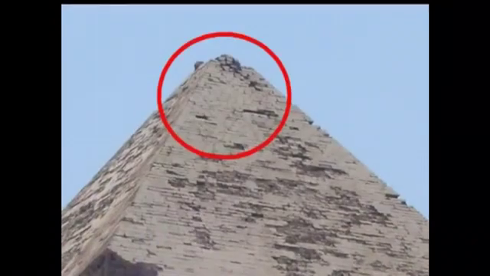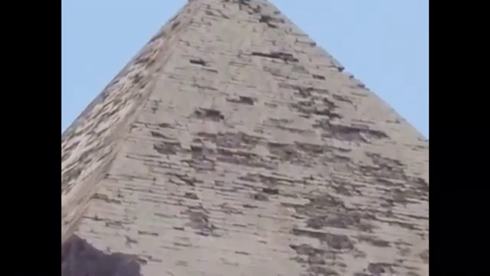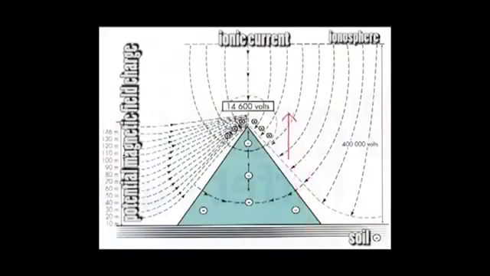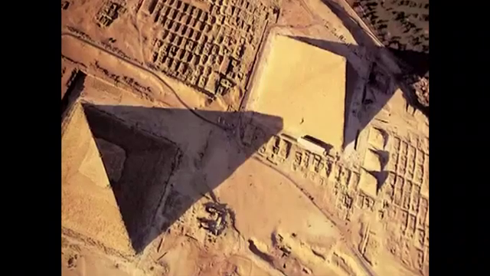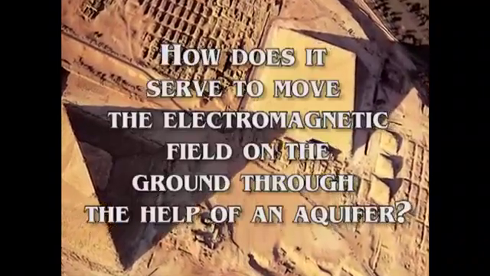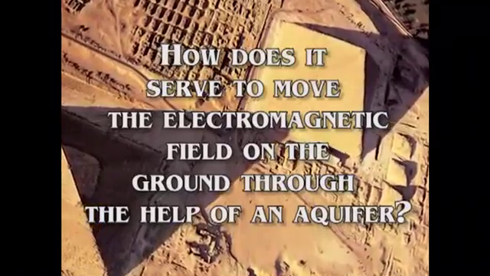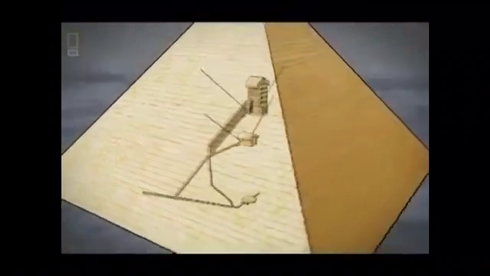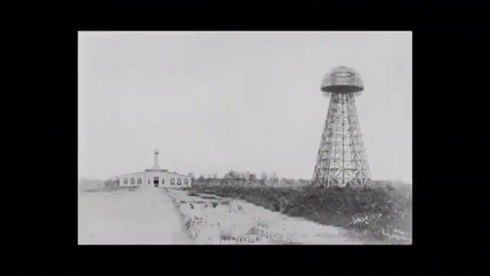This means the top of the pyramid has lost its structure of flawless geometry. This gold capstone facilitated a conductive path for the transfer of negative ions to the ionosphere. This way, a current was generated. How does it serve to move the electromagnetic field on the ground through the help of an aquifer? An identical form of this technology, employed in Egypt 5,000 years ago, was used by Nikola Tesla, an inventor of electric technology in the early 1900s, in a tower he constructed in the United States of America.